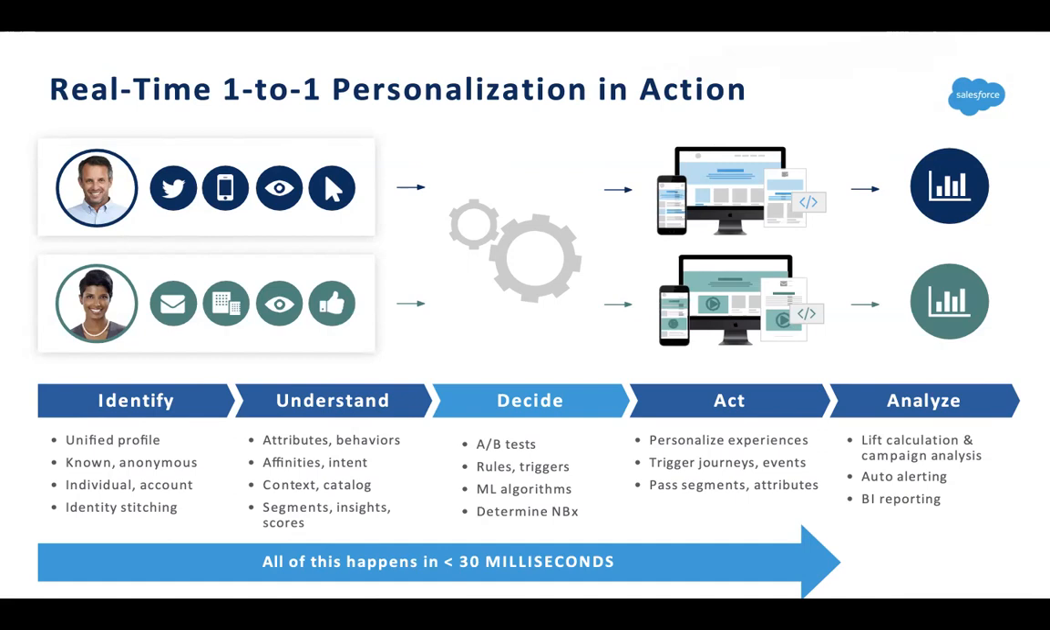which comes from all these pillars: identify, understand, decide, act, and analyze. Analyze is the one that covers your calculated insights as well as your campaign analysis, and it gives you complete business intelligence reporting as well. So you see the total information, how fast the engine runs. It all takes less than 15 to 30 milliseconds. So that's how fast Interaction Studio is.